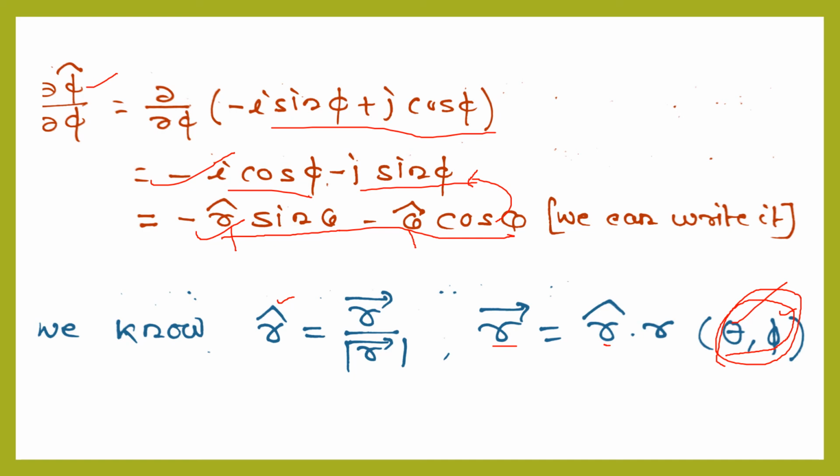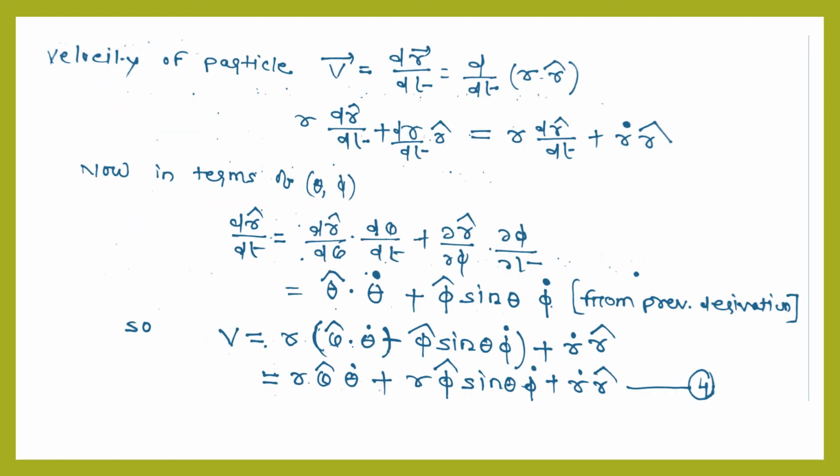Now come to the point. We have the position, so we have to find the velocity and acceleration. First we should go for velocity. The velocity of the particle is d by dt of r. We know r, the position. So by product differentiation, it is r d cap by dt plus dr by dt r cap.